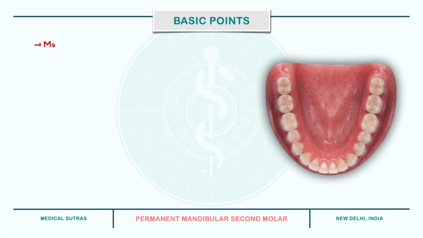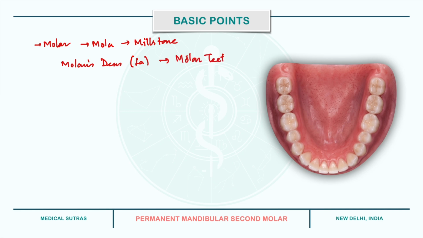The term molar is derived from the Latin word mola, which refers to millstone, a pair of large flat stones used for grinding food. So these teeth are called molaris dens in Latin and molar teeth in English.